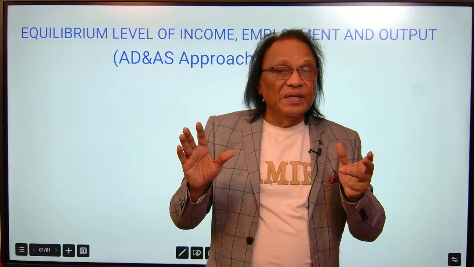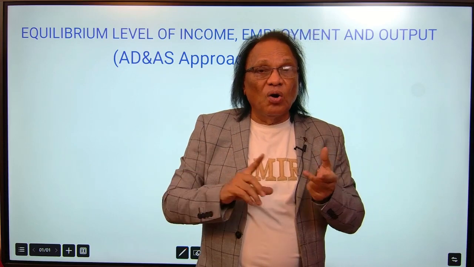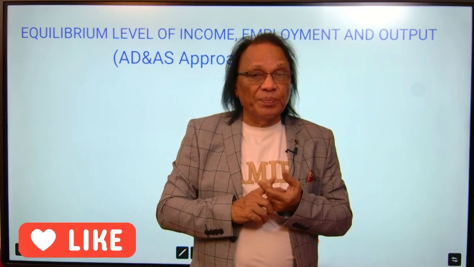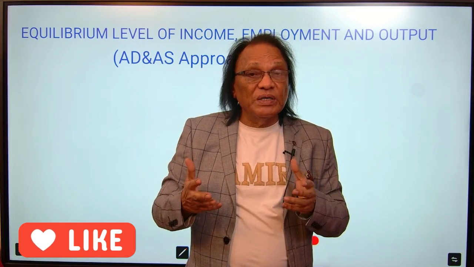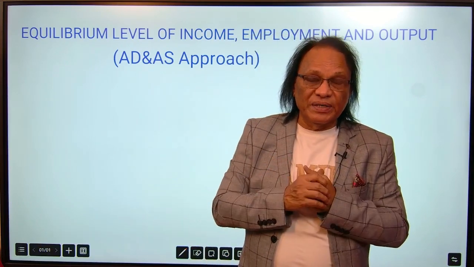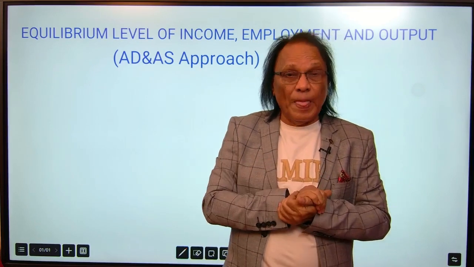That is, the planned expenditure in the economy is equivalent to planned output, or the aggregate demand is equal to aggregate supply. That is, what people are demanding is equal to what the supply comes in the market. So there's no excess demand, there's no excess supply, both are equal.